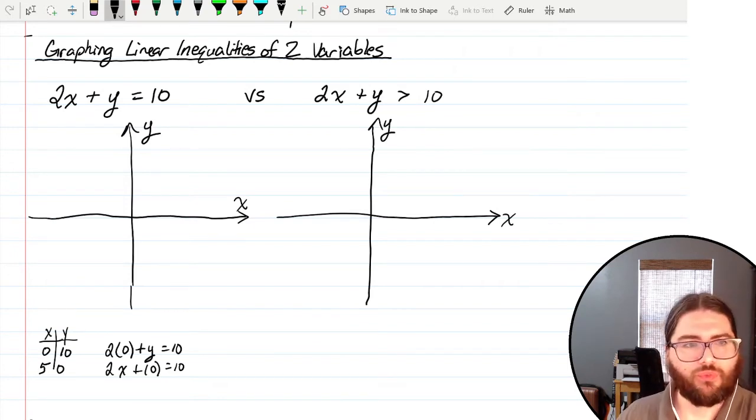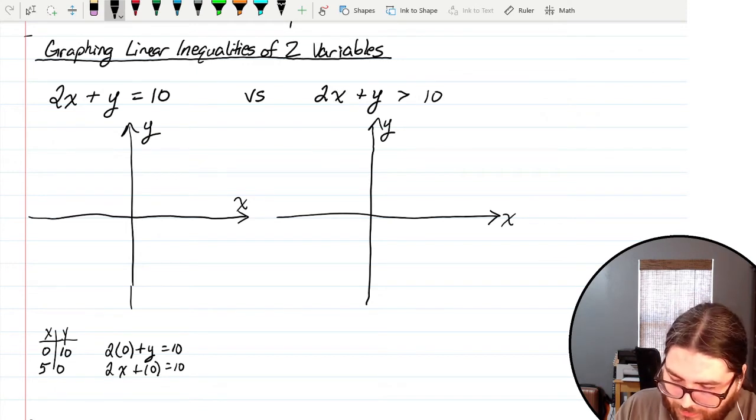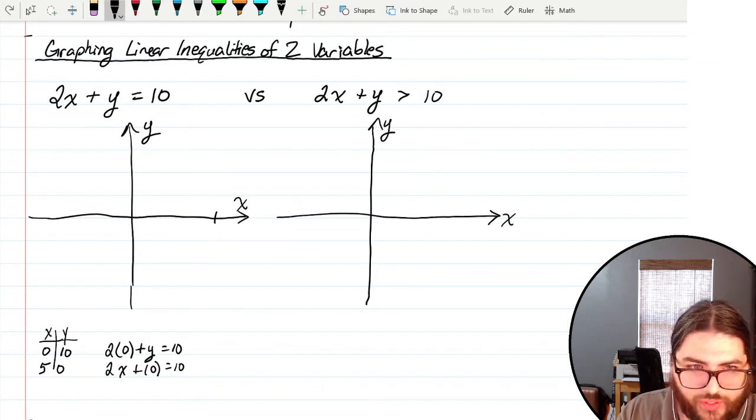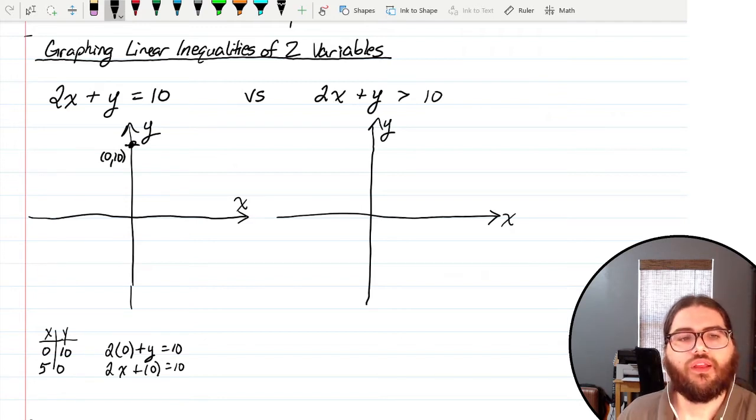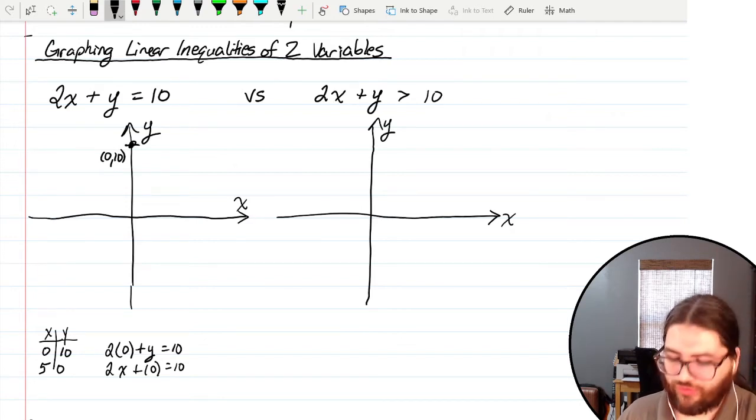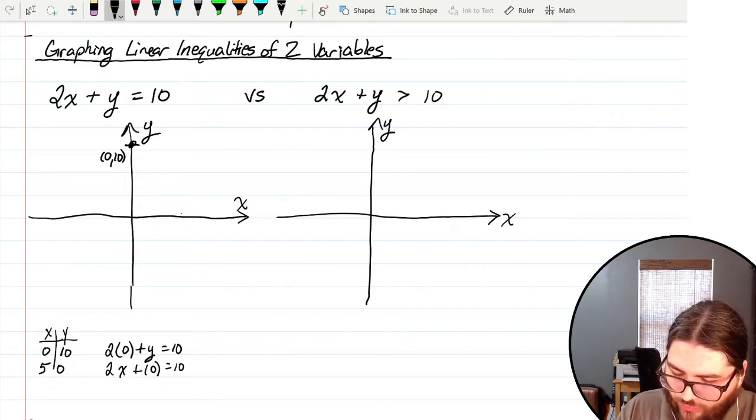Let me put both of these intercept points on my graph, 0, 10. Oops, there I go, graphing it on the wrong side. Tell you what, 0, 10 is up here. And then 5, 0. As long as your graph looks roughly to scale, I won't complain too much about it.